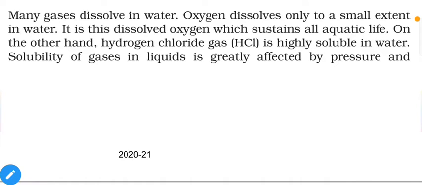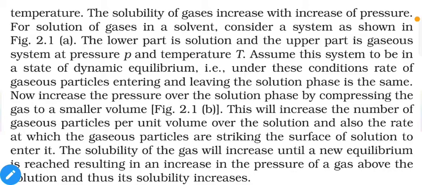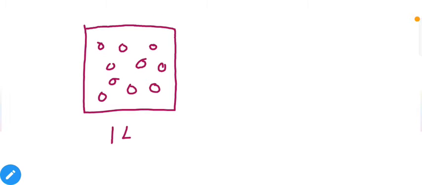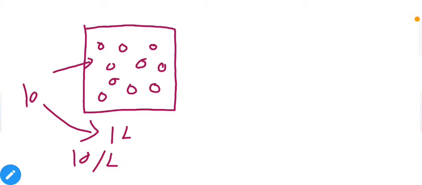Solubility of gases in liquids is greatly affected by pressure and temperature. Solubility of gases increases with increase of pressure, because if we increase the pressure, we are actually increasing the concentration of the gas. Understand it this way. Suppose we have an airtight container with a total of 10 moles of gas, and the volume of this container is 1 liter. Each dot represents 1 mole of gas. So 10 moles of gas are present in 1 liter, which means we have 10 moles per liter.